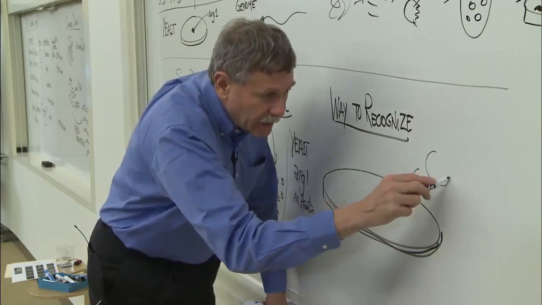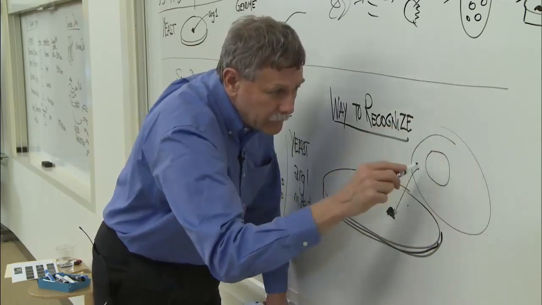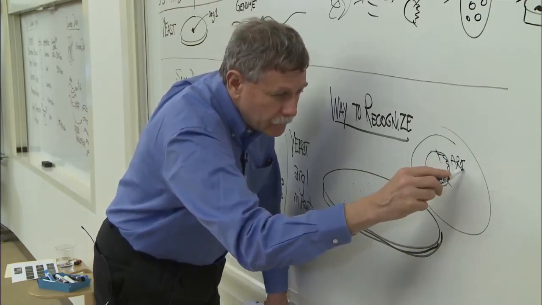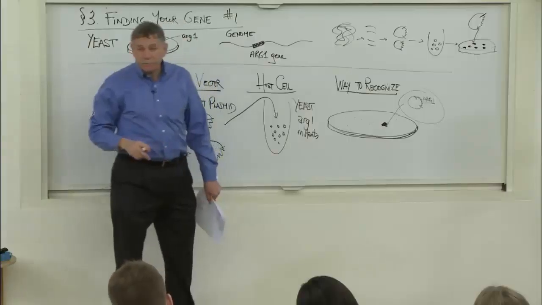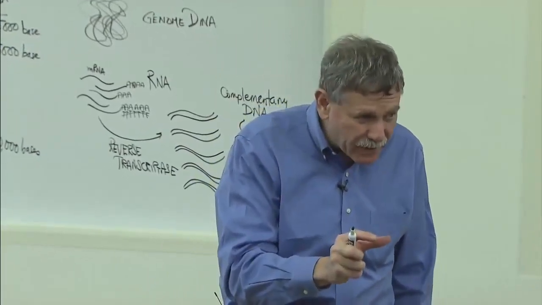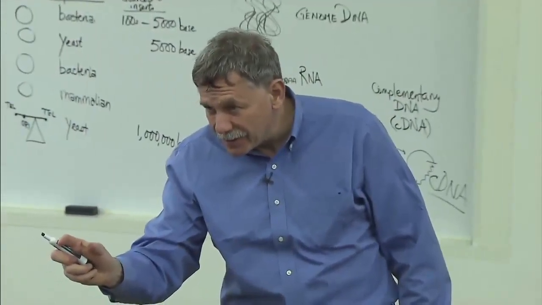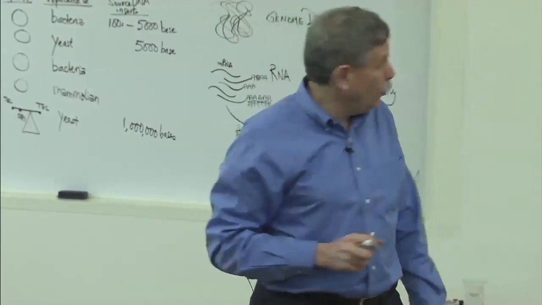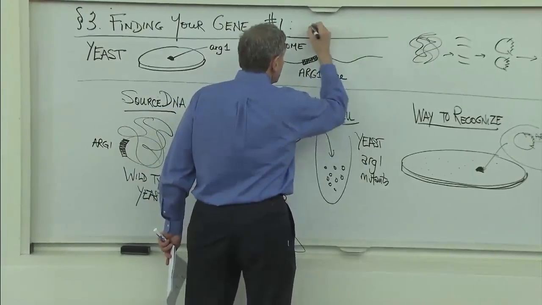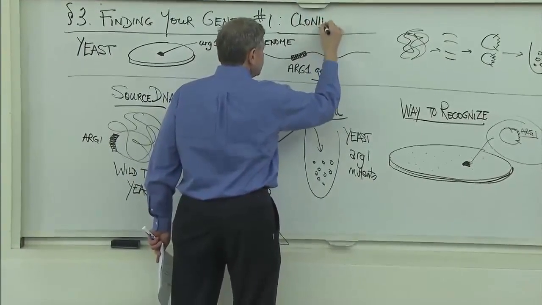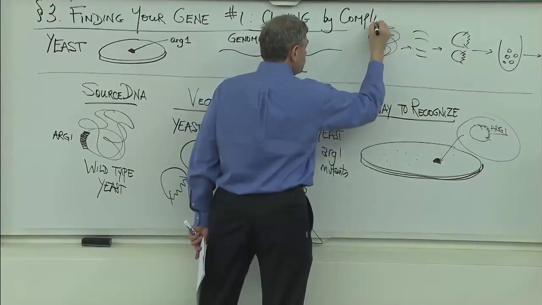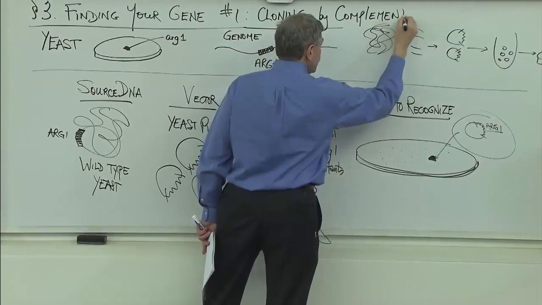Because these cells have the ARG1 gene. That's it. We selected for it. We selected because that plasmid complemented the defect. We could call this cloning by complementation, because that's what it is. It's cloning by complementation.